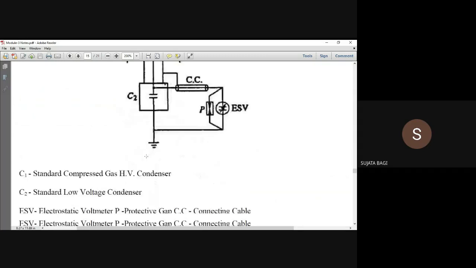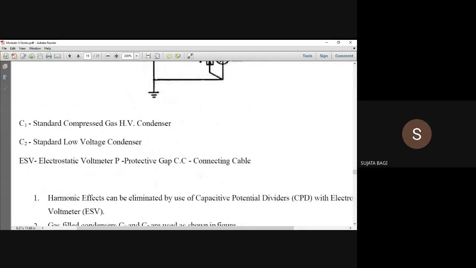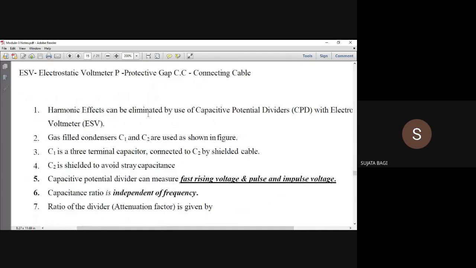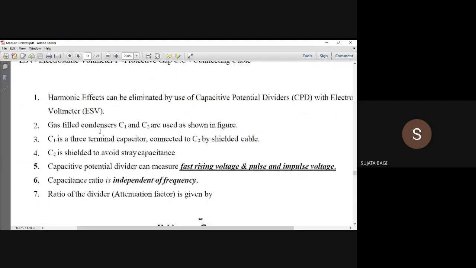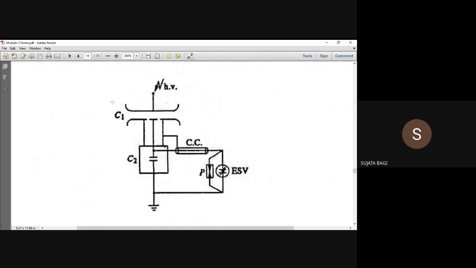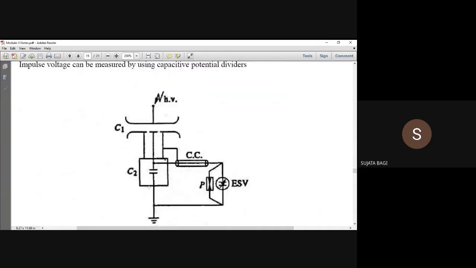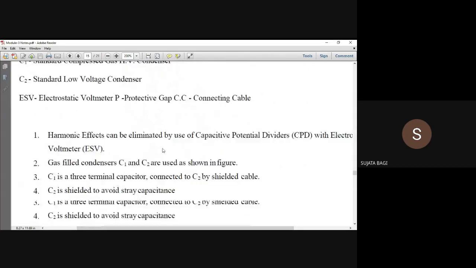C1 is the standard high voltage condenser, C2 the low voltage condenser, and ESV the electrostatic voltmeter. If any harmonics take place, they can be eliminated by using the CPD, capacitance potential divider, with the ESV. C1 and C2 are gas filled condensers, as shown in the figure, and C1 is a 3 terminal capacitor; the middle terminal is connected to C2. C2 is shielded to avoid the stray capacitance effect.